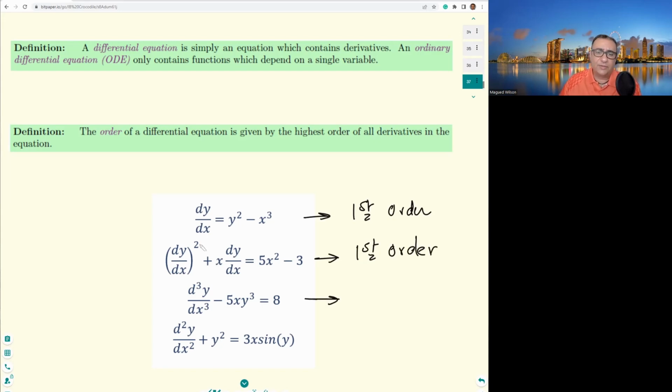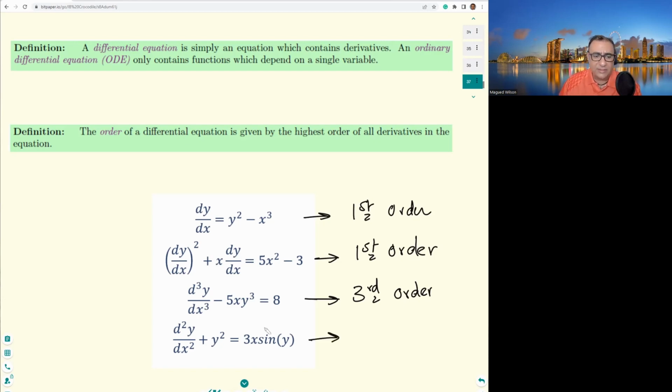Now, you look at the third example here, d3y by dx cubed, which is the third derivative of y as a function of x. So obviously, this is a third order differential equation. Okay. Don't worry, you will not deal with this in your program. I just want to give you some examples to understand what is the order of a differential equation.